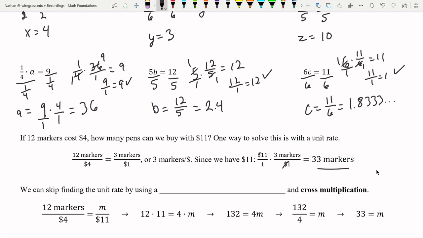Now, we don't have to find this unit rate. Sometimes it's not necessarily obvious, or it's not a nice number to work with. We can actually skip finding the unit rate by using a proportion.